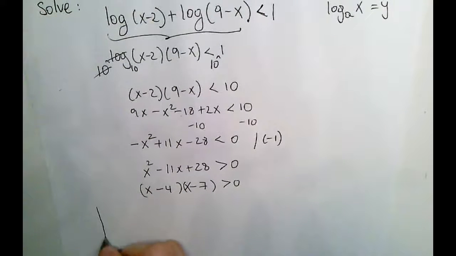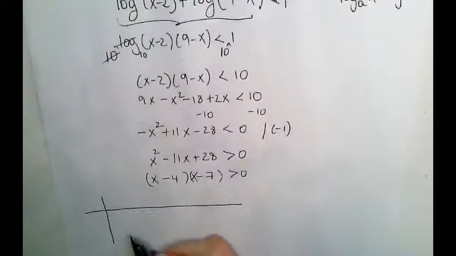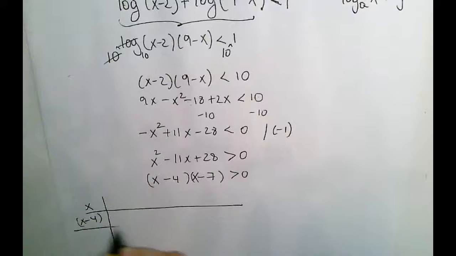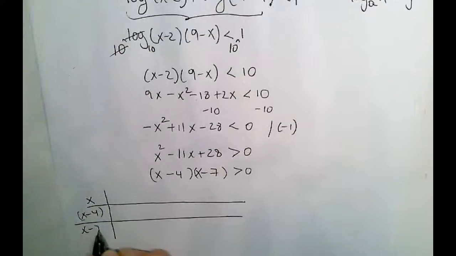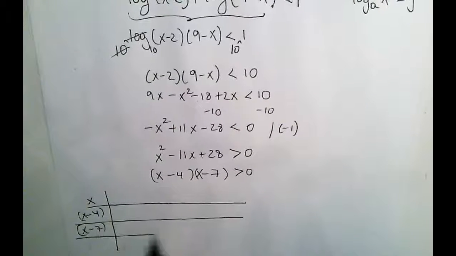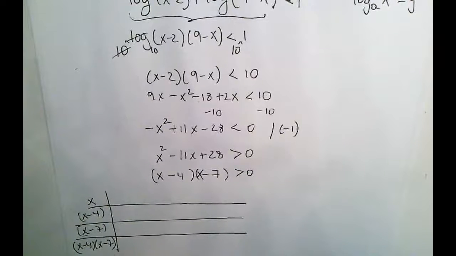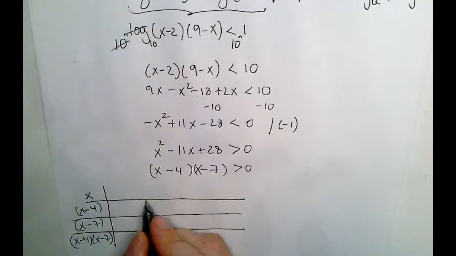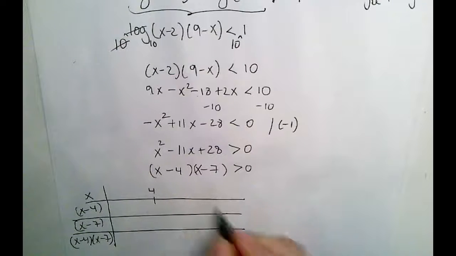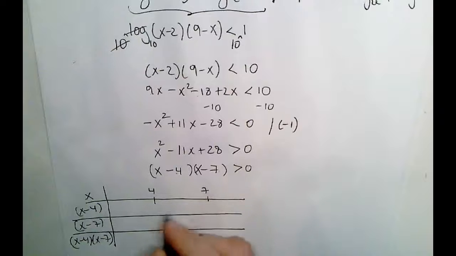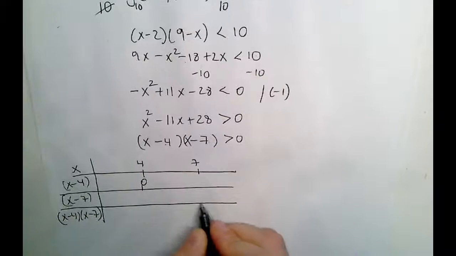So remember, we can set up a table. This is x, this is going to be x minus 4, this is going to be x minus 7. And then in the last row, we're going to get our result, x minus 4 times x minus 7. So when x is 4, and then x is 7. When x is 4, the x minus 4 is 0. And when x is 7, x minus 7 is 0.